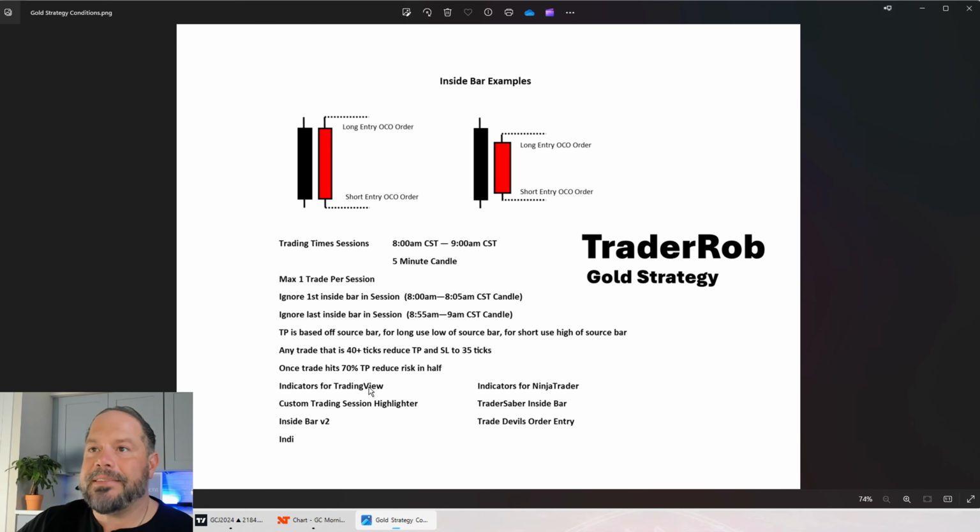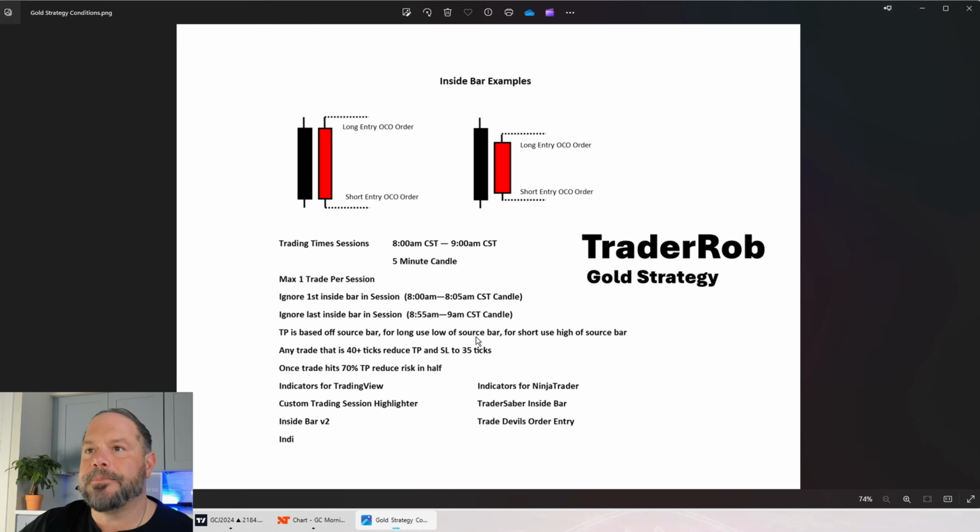Once a trade hits 70% of your take profit, reduce the risk in half. So again, if you've got a trade here that's 24 ticks of stop loss, and you have now gone 70% to your take profit, we are then going to reduce our stop loss to 12 ticks, which would be half of your risk there.